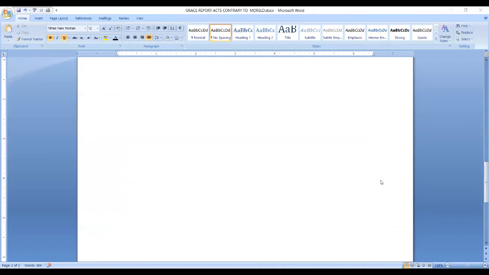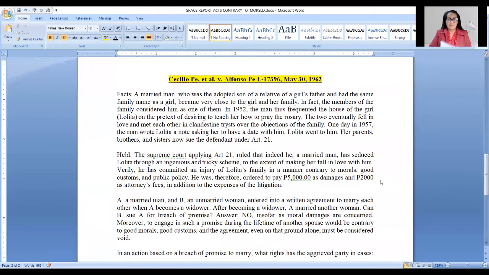Example, the case of Cecilio P. et al. versus Alfonso P. The facts of the case: A married man, who was the adopted son of a relative of a girl's father and had the same family name as the girl, became very close to the girl and her family. In fact, the members of the family considered him as one of them.